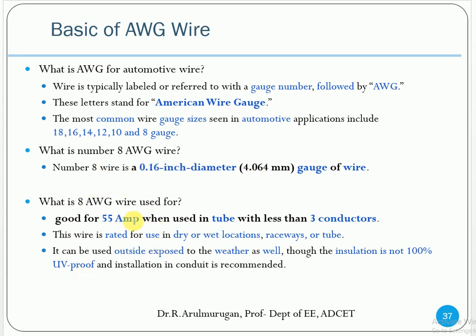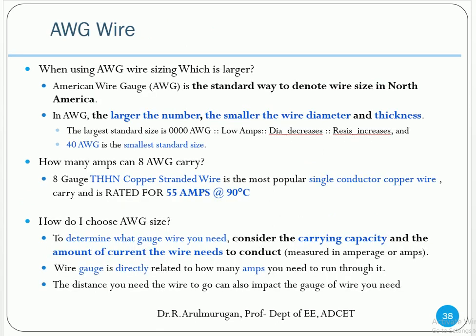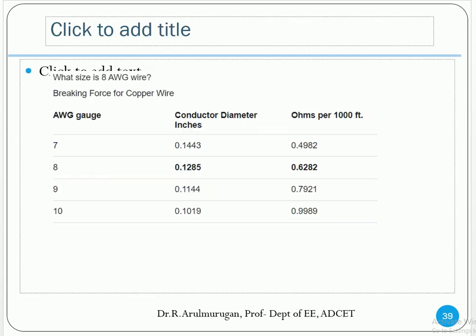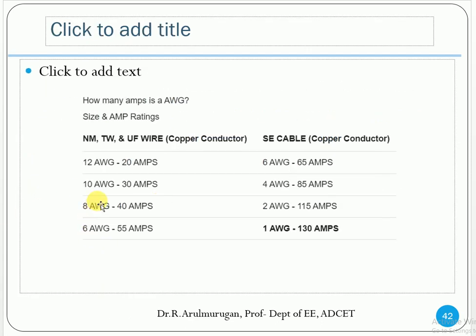What about withstand capacity? Up to 55 amps withstand capacity. Okay, rated for use in dry or wet locations. So that is a location you can use. Okay, outside exposed you can use. Weather well. Okay, the insulation is not 100%, somewhat okay. Insulation is not 100% UV proof. So this is the method by which this wire is developed, with these types of ratings. Then higher rating or lower rating. When you go to lower rating, okay, 12, 10, 8, 6 AWG.